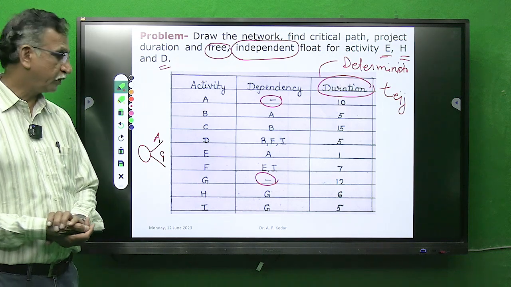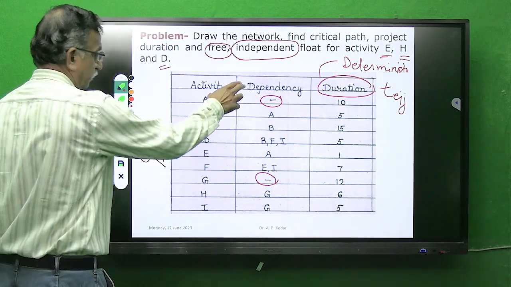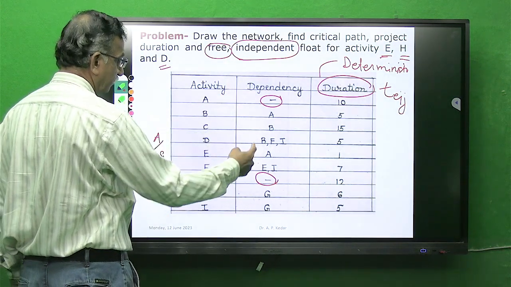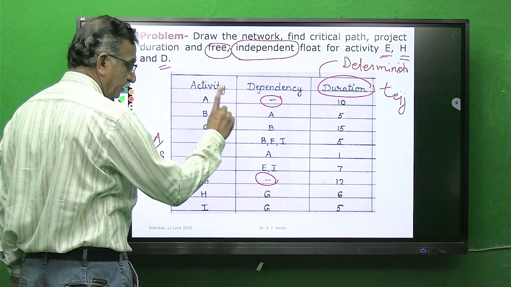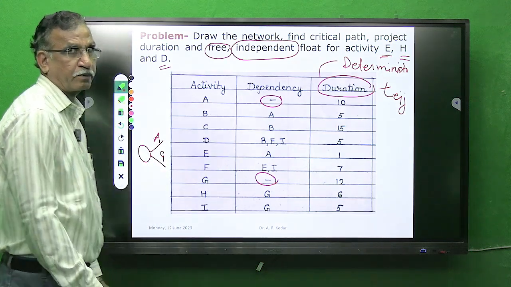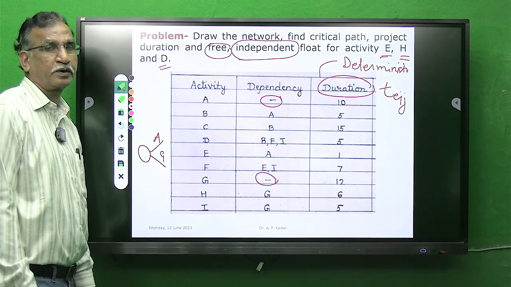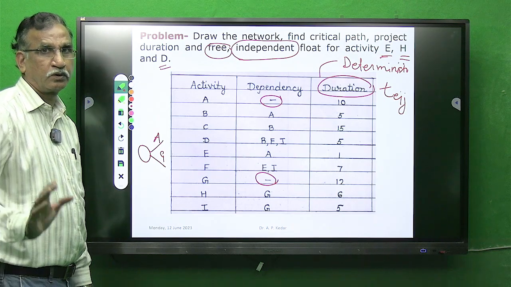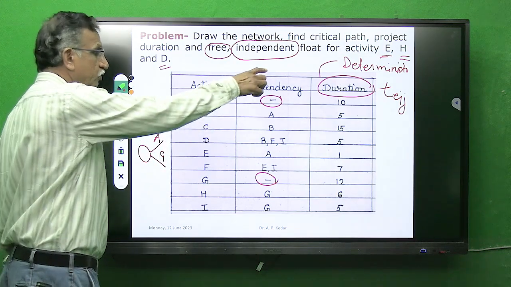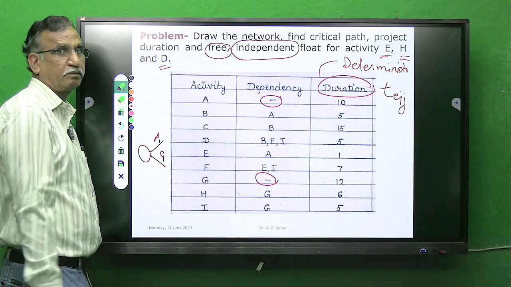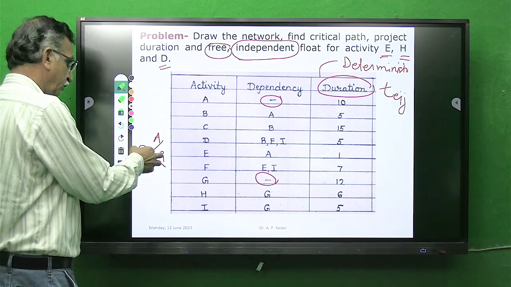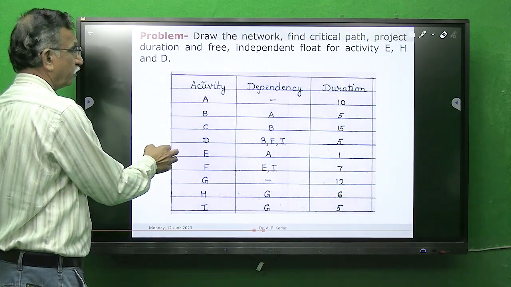This itself is the value of TEIJ. What we have to do? Based on this, draw the network, find the critical path, and once you find the critical path, find floats for the activity as mentioned in the logic. So that I will explain through a solved problem.